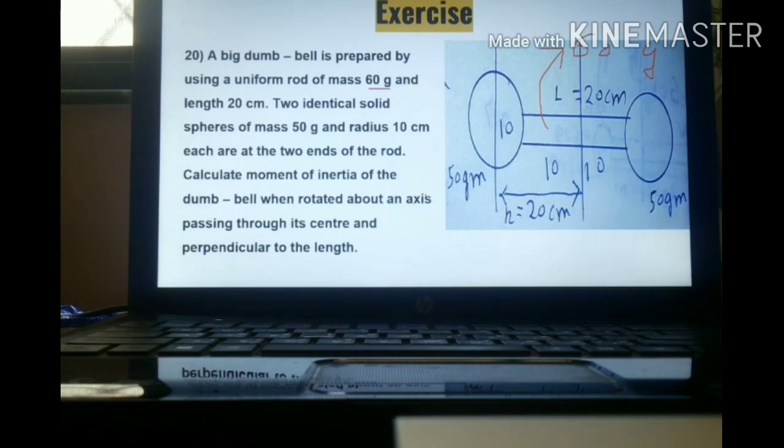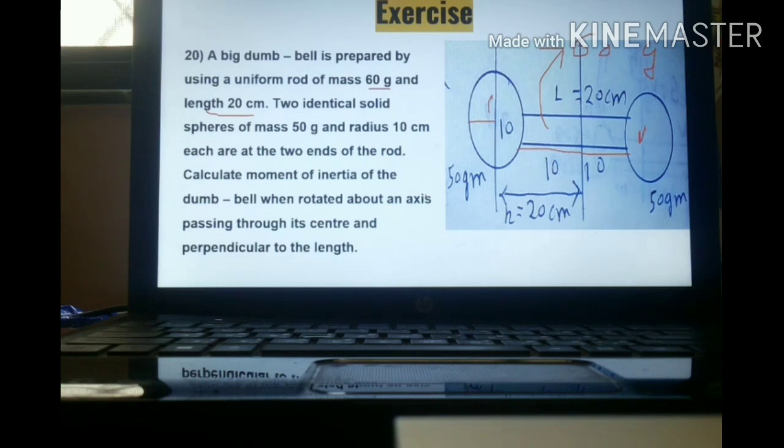Okay, then this length is 20 centimeter, means from here to here it is 20 centimeter. Two identical solid spheres, each of mass 50 gram, and both radii are 10 centimeter, are at each of the two ends of the rod. Means from here to here it is 10 centimeter. Calculate the moment of inertia of that dumbbell.